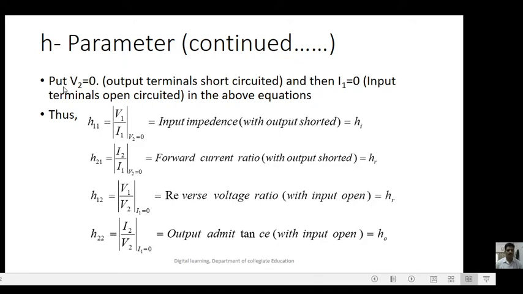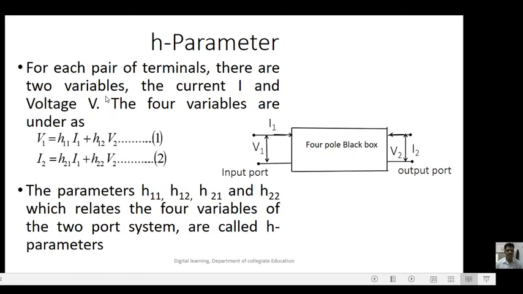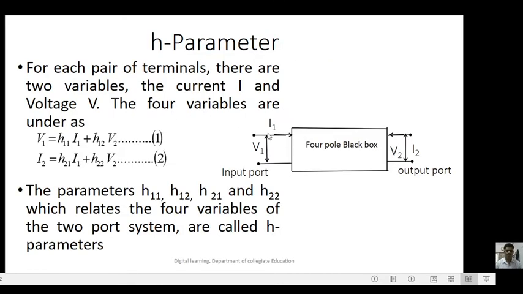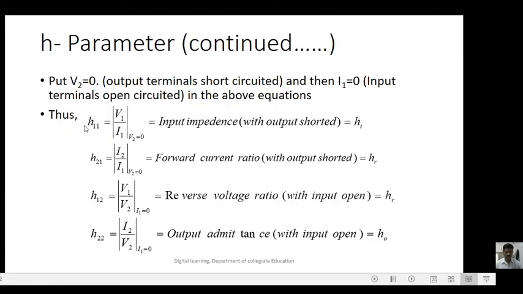H parameter continued. Put V2 equal to 0 in equations 1 and 2 simultaneously, meaning the output terminals are short circuited, and then put I1 equal to 0, meaning the input terminals are open circuited. In the above equations, with V2 equal to 0, see what remains.